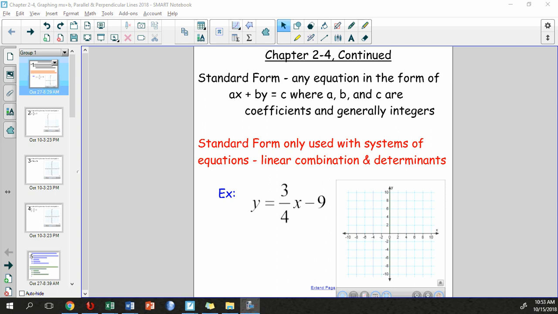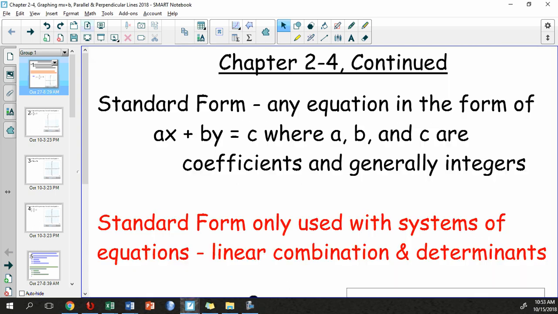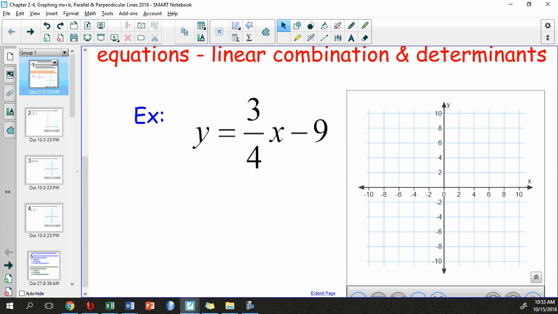Okay, so first thing you need to understand is that standard form is any equation in the form of ax plus by is equal to c. That is standard form. Standard form is generally only used with elimination or whenever we are finding x and y intercepts. Super duper easy to use with x and y intercepts.